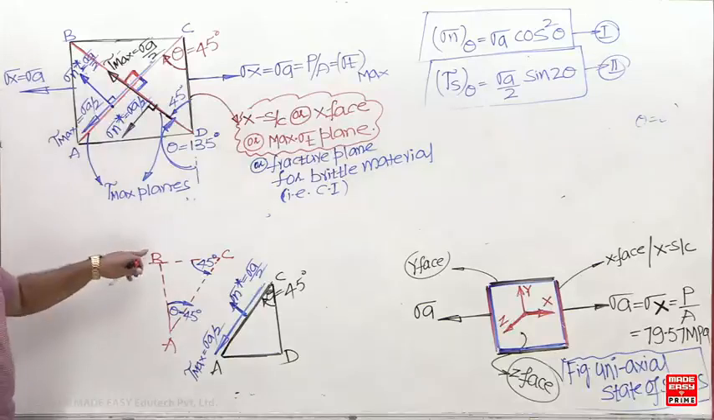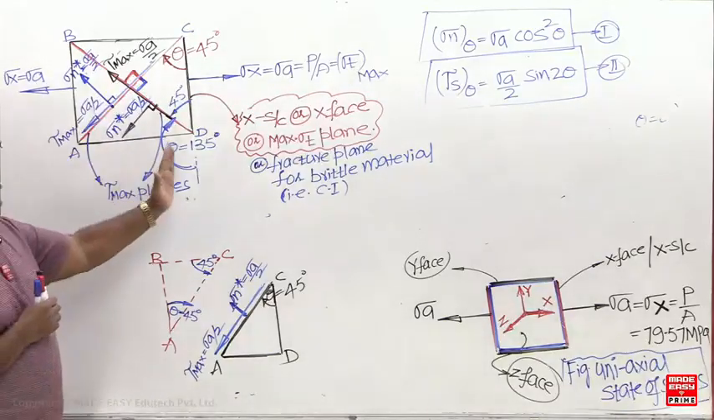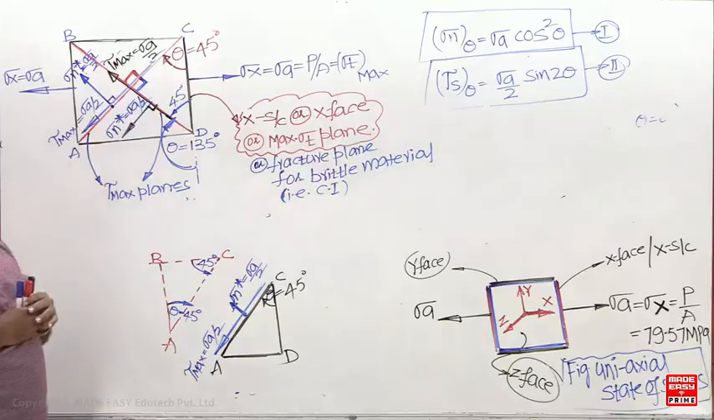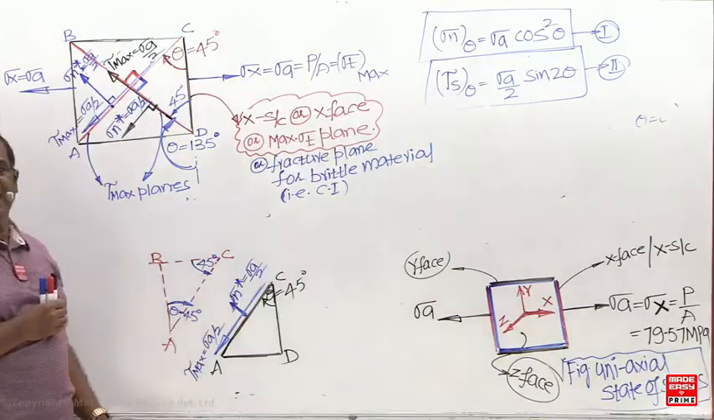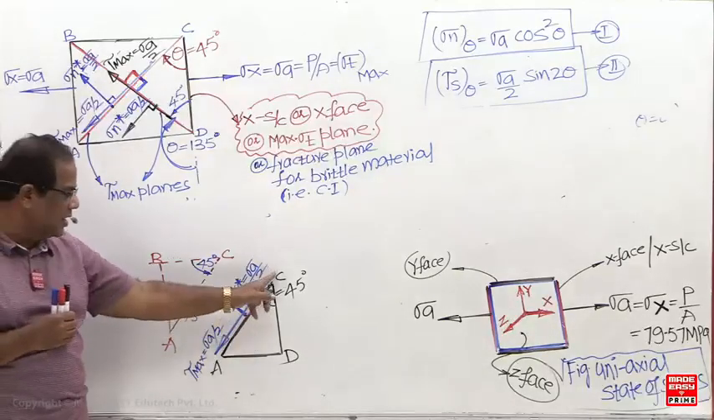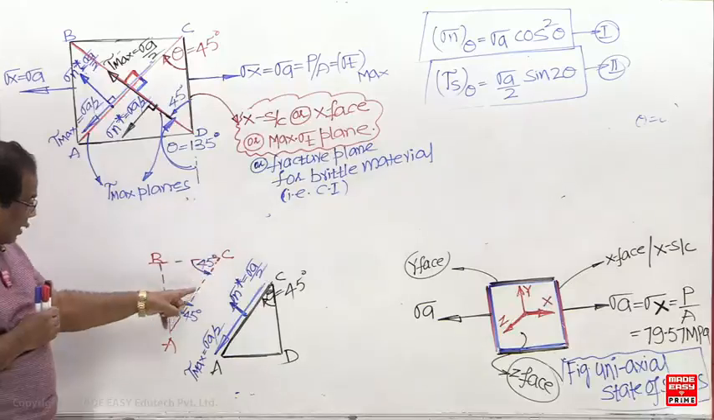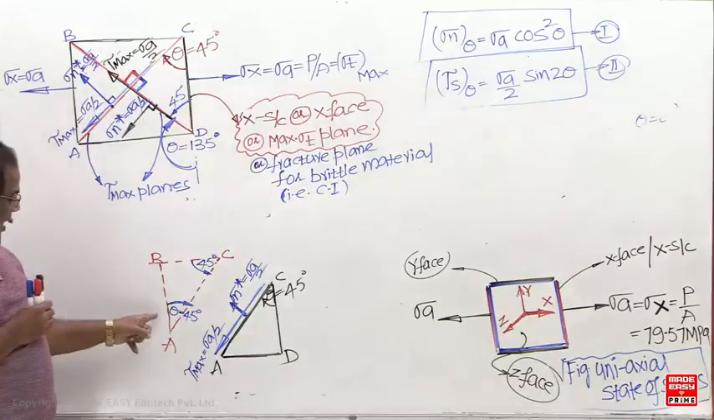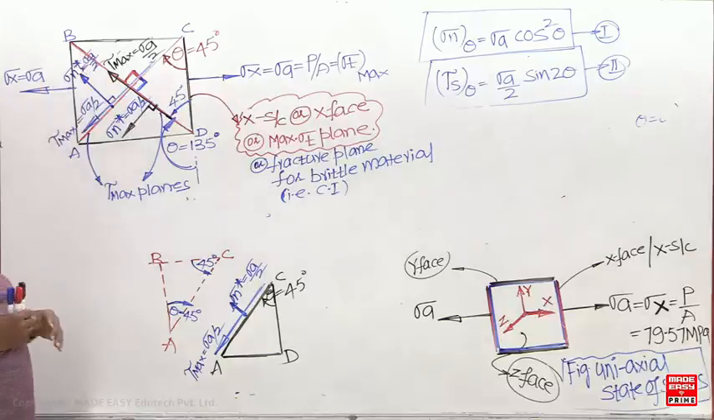What is this line once again now? X face only. This is also the X face. It is also the X face. So this AC line, the black color AC line, is inclined at 45 degrees to the right side X face. And what about this dotted AC line? It's inclined 45 degrees to the left side X face.